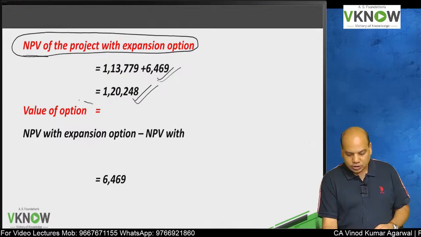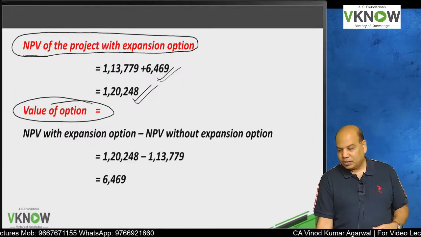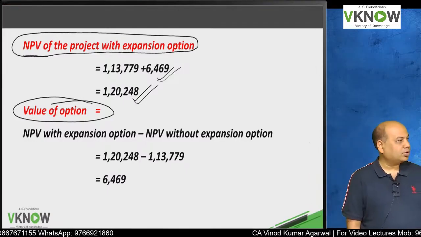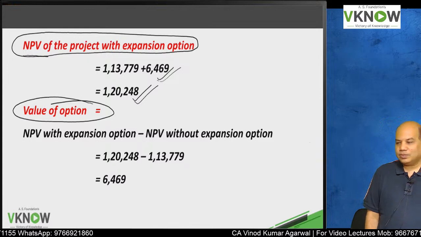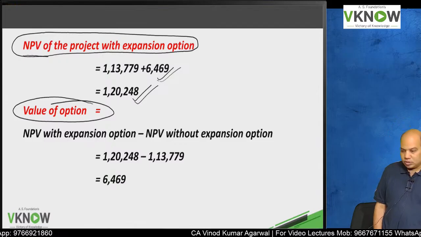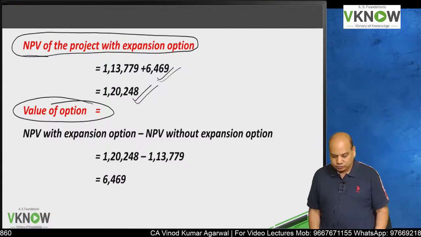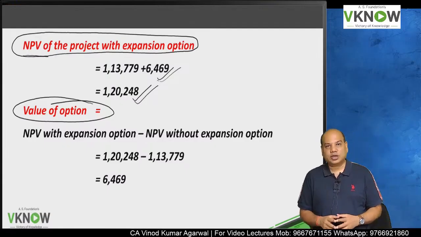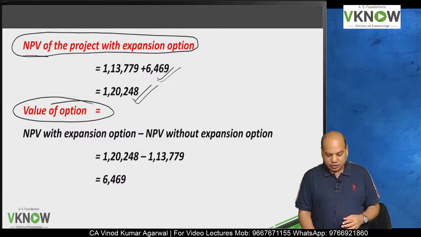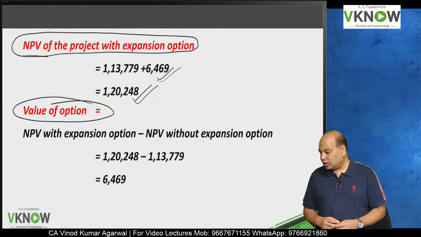Now the question is, what is the value of the option? Value of the option is NPV with expansion option minus NPV without expansion option. Therefore, the answer will be 120,248 minus 113,779. The answer comes to 6,469. Please check. Is it right? 6,469.